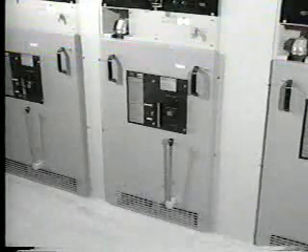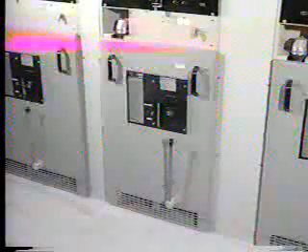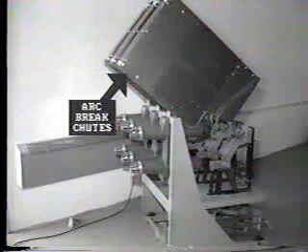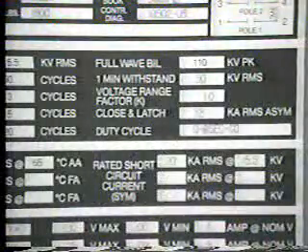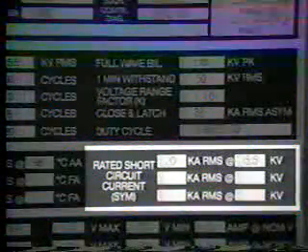Yet another quenching medium is SF6, sulfur hexafluoride gas. And in lower voltage breakers, arc brake chutes are provided. Vacuum breakers use vacuum as the arc quenching medium. The subject of circuit breaker design is obviously outside the scope of this video program, but further details are provided in other programs. The important factor to remember is that the circuit breaker is capable of interrupting fault currents.